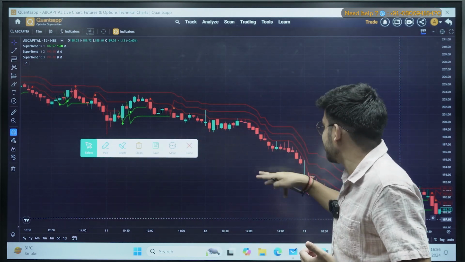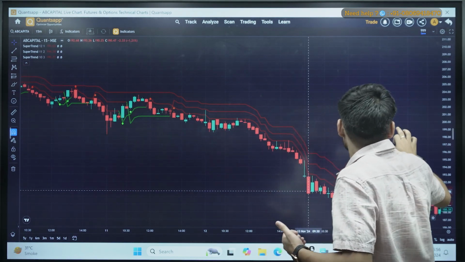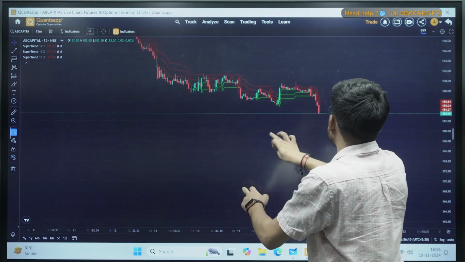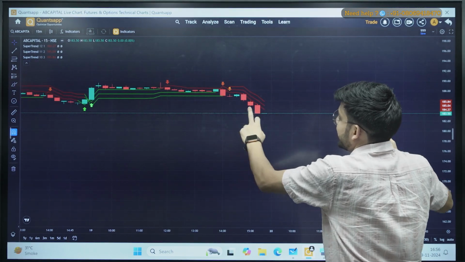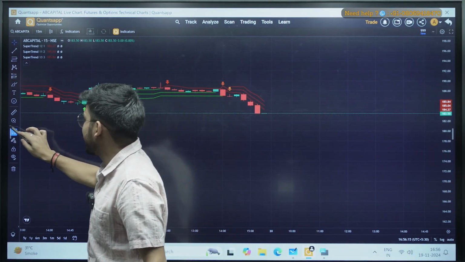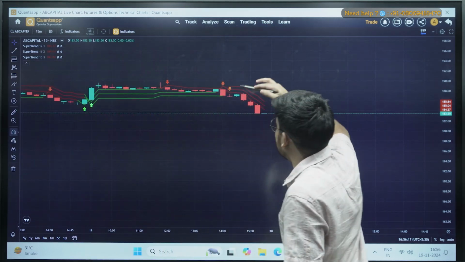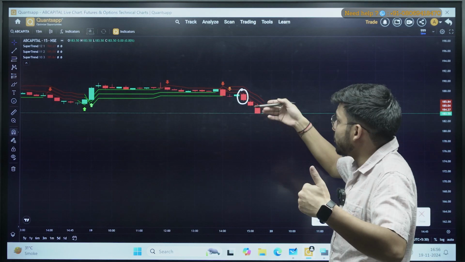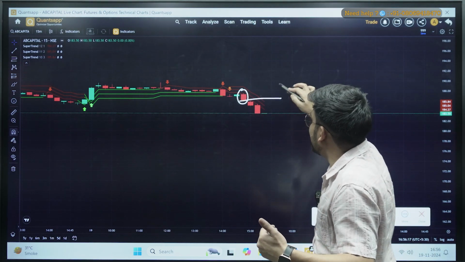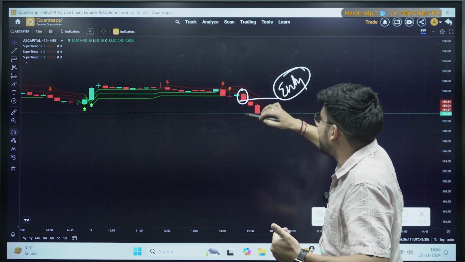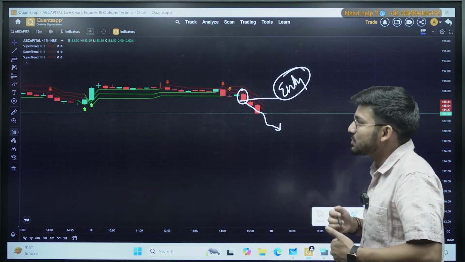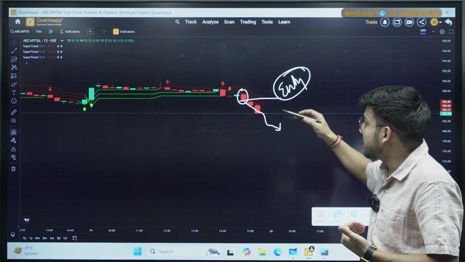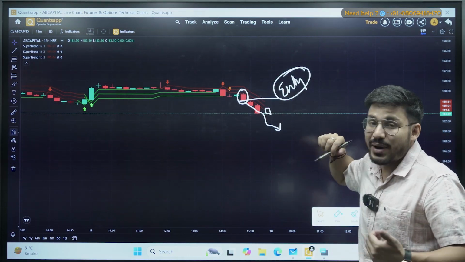Similarly, let's see if we can get some other example in the current market. You can see again here in the current market, I got an opportunity. My candle actually closed below all these three super trends. So that was an entry point for me, and currently my market is going down. I will exit from my trade whenever a green candle is formed and crosses any one of the super trends. So that will be my exit point, right?